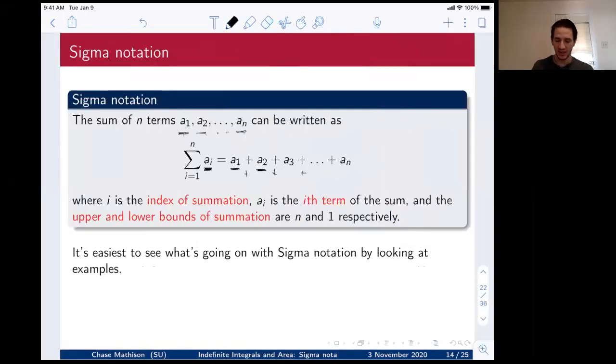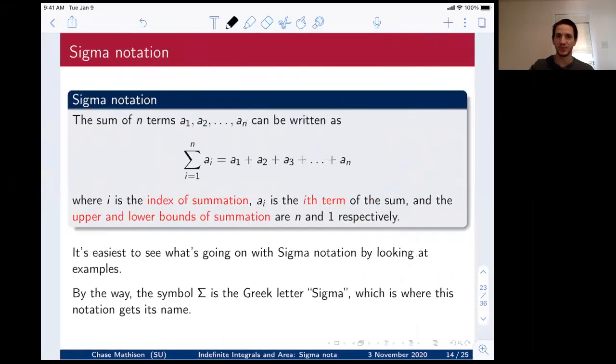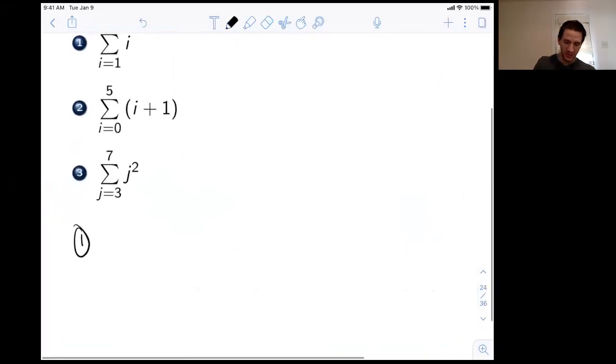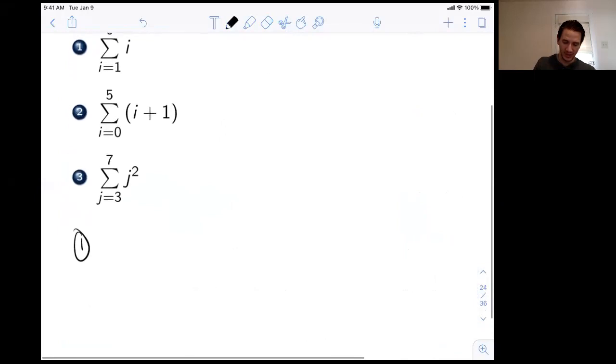So I think it's easiest to see what is happening with sigma notation by looking at some examples. So, what are the following sums equal to? We'll look at number 1 first. Sum of i, where i goes from 1 to 6.